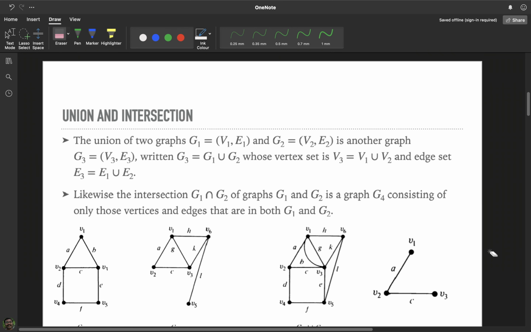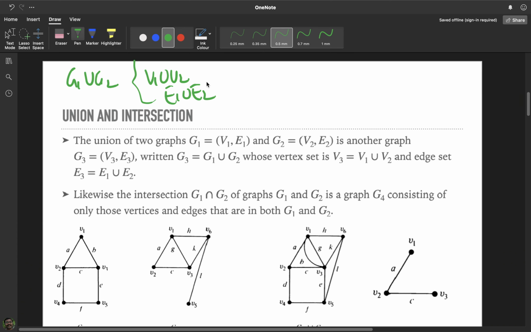As the name suggests, very simple. The union of two graphs G1, G2 is denoted by the symbol, just like in set theory, G1 union G2. So it consists of all the vertices or edges which are lying either in G1 or G2 or both. Basically the vertex set will be V1 union V2, where V1 is the vertex set of G1 and V2 is the vertex set of G2, and correspondingly the edge set would be simply E1 union E2, where E1 is the edge set of G1 and E2 is the edge set of G2.